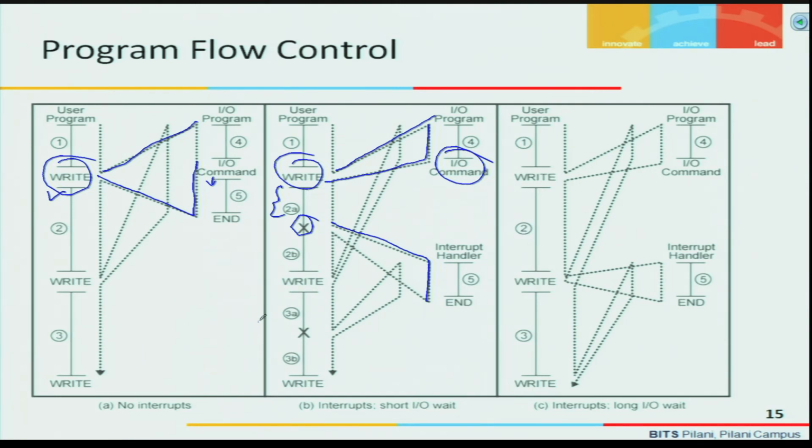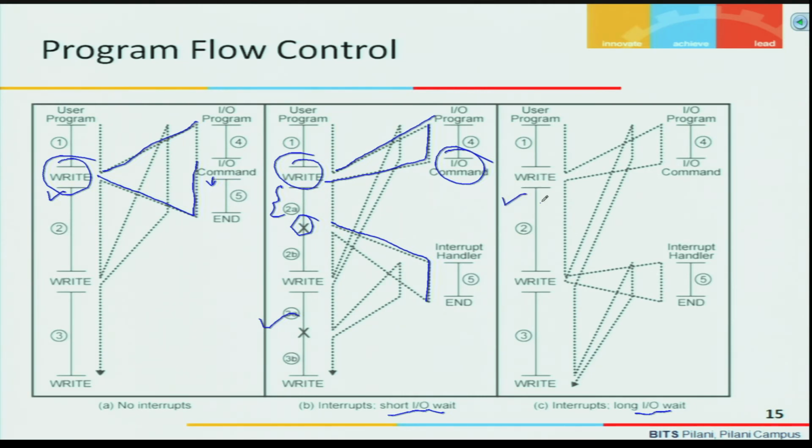This is the example of a short IO wait. Sometimes the IO wait can be longer as well, where before the next IO operation, the previous IO operation is not completed. That depends upon the slowness of the device. If the device is very slow, it can happen, and that is shown here.